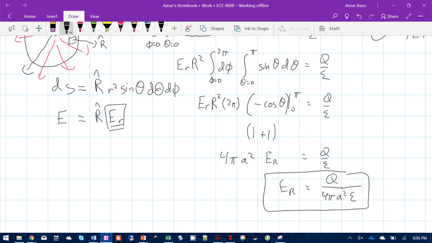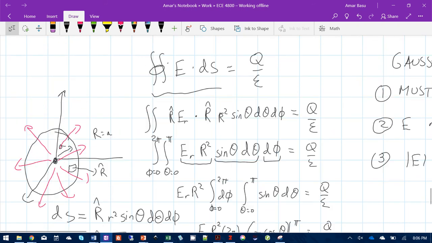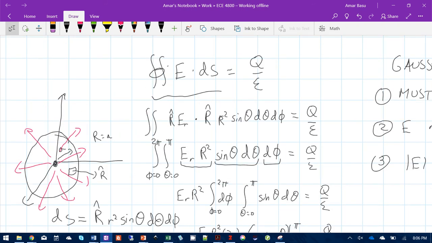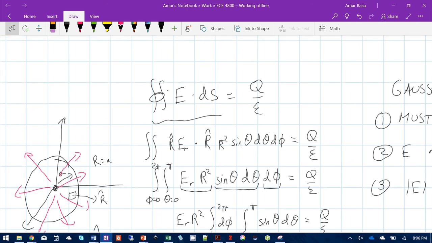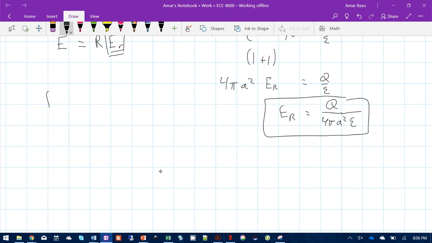Any questions there? Okay. Now let me go back and show you an even shorter way of doing this. Let me copy this. Q over epsilon, double integral of E dot ds equals Q over epsilon.